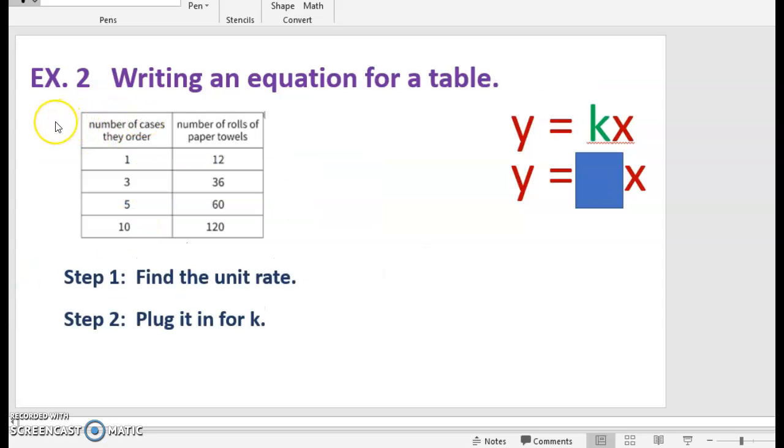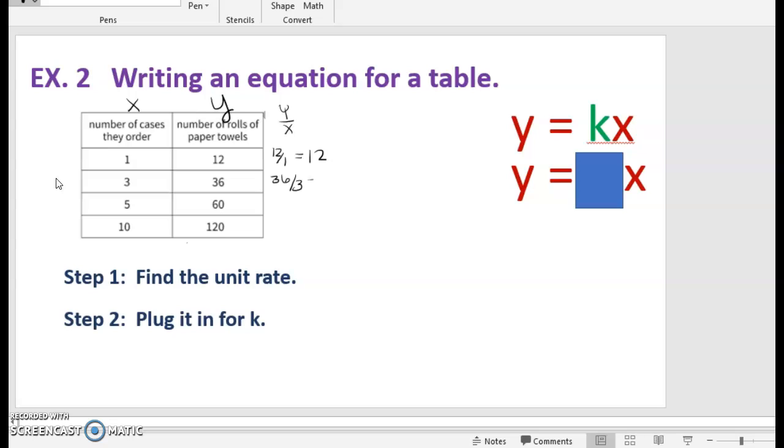Writing an equation for a table. We have our table with the number of cases they order and the number of rolls of paper towels. Let's remember we have x's and y's. Step 1, we find the unit rate. So we need our y over x. We have 12 over 1. 12 divided by 1 is 12.